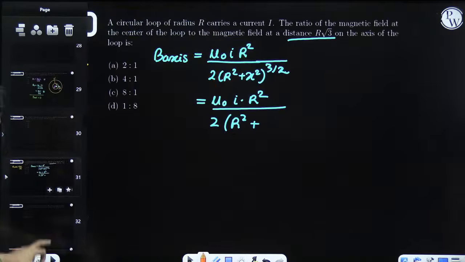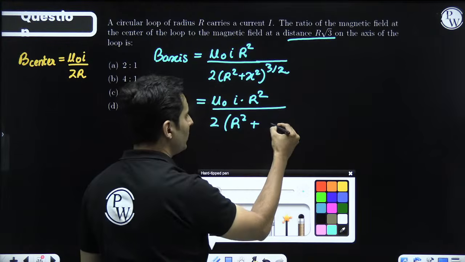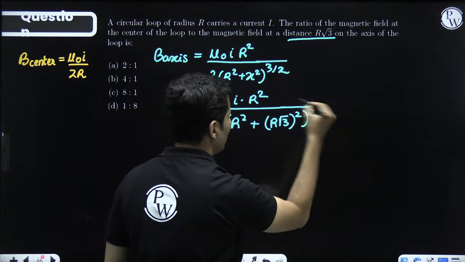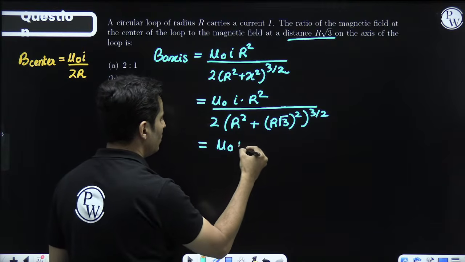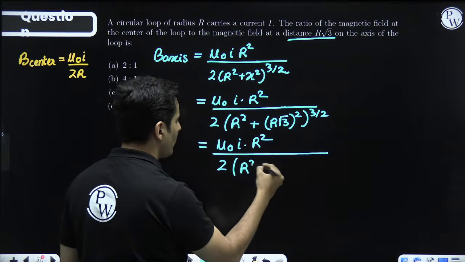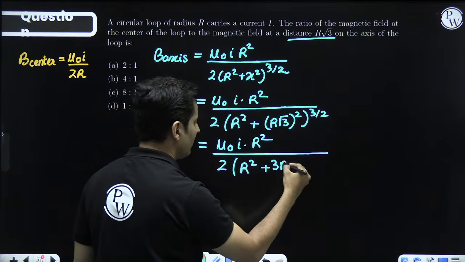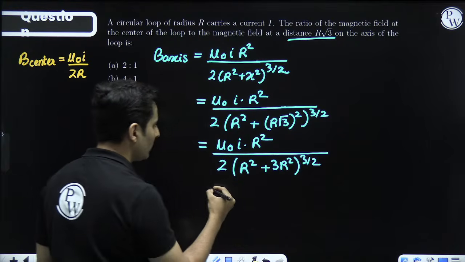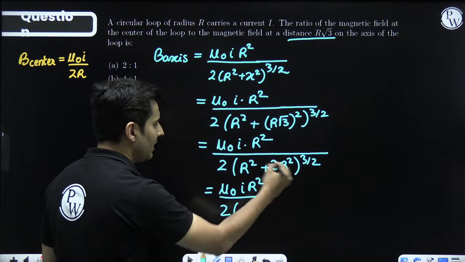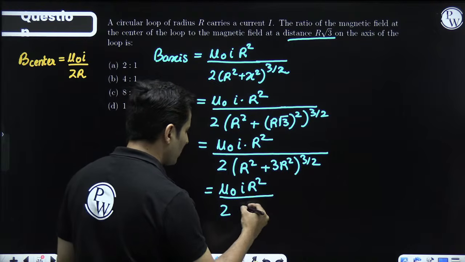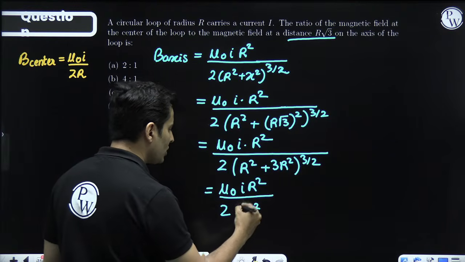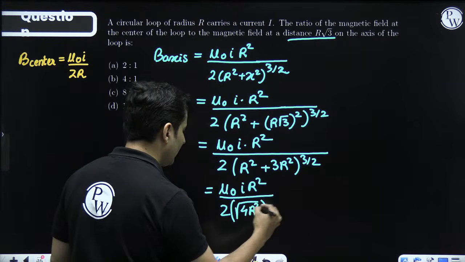So that distance is clearly mentioned as r root 3. So put r root 3 over here and square it, and then put the power 3 by 2. Let's see what we get. Mu naught current r square, whole thing divided by 2, and then you have r square plus this square, which is nothing but 3r square, whole raised to 3 by 2. So r square plus 3r square is 4r square. So we have 4r square raised to 3 by 2, meaning the square root is taken and then the cube is done.